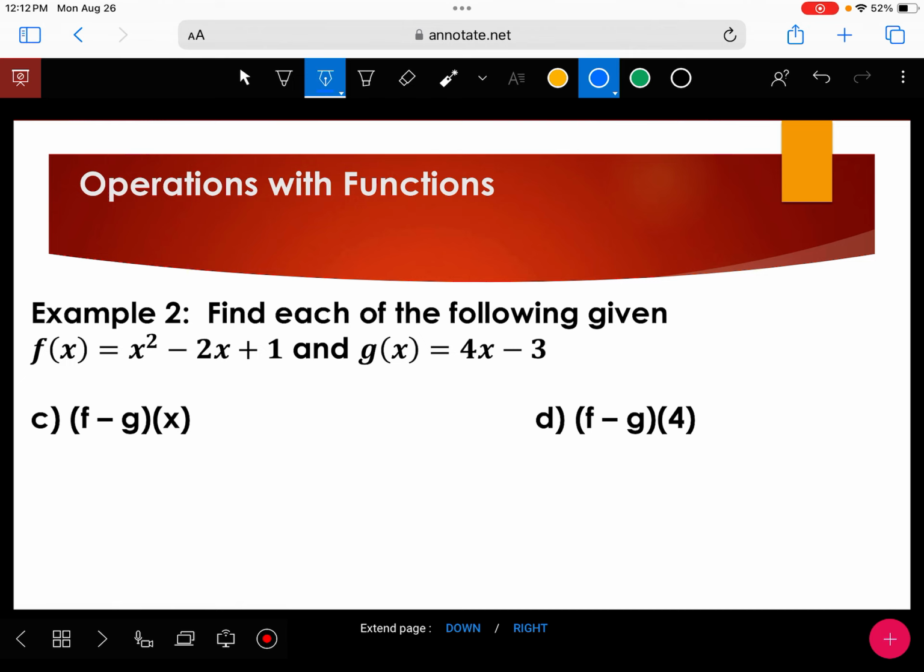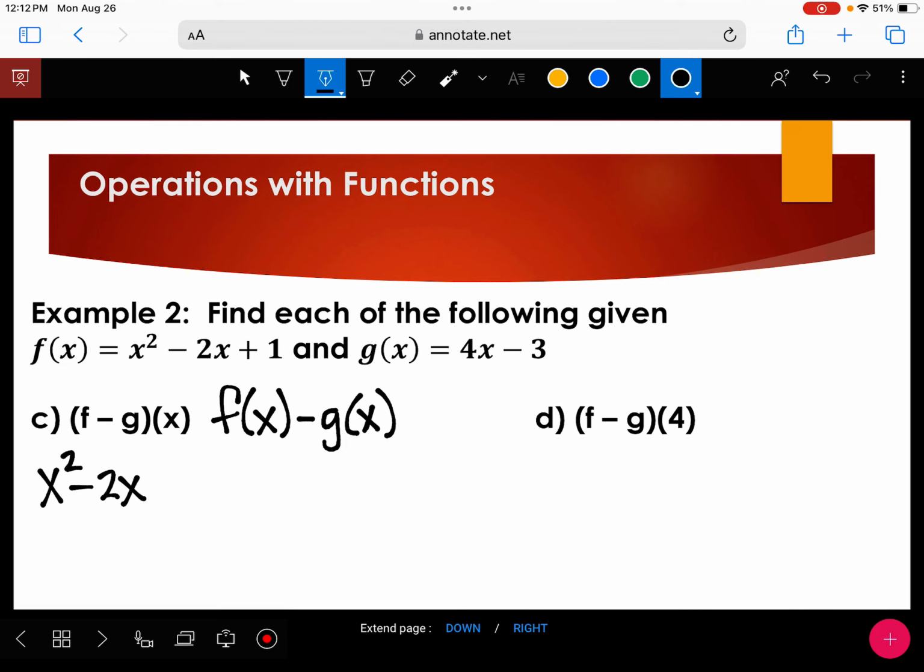Let's do subtraction. C and D, and then we'll finish tomorrow. So now you're going to take your 2 functions and subtract them. So you're going to take f of x minus g of x. So f of x would be x squared minus 2x plus 1, and subtract from that g of x. Notice that with the subtraction, I'm using parentheses. And that's because you have to distribute that negative first and then combine your like terms.